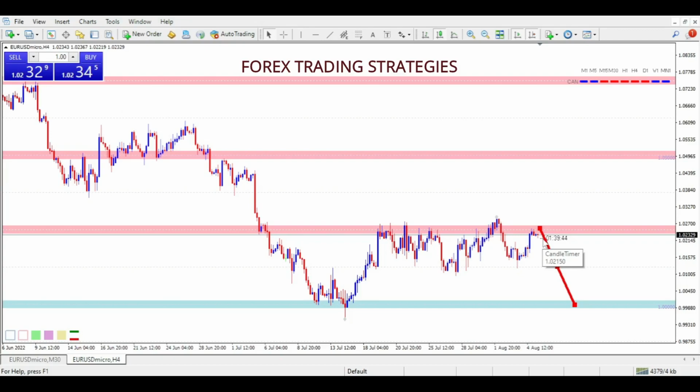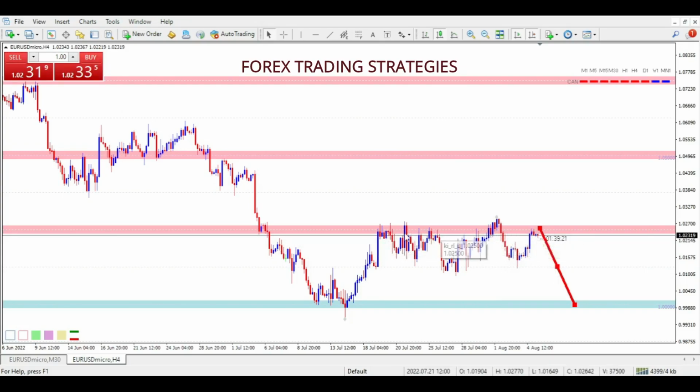lower than expected job numbers, but we are also seeing a situation where the Fed still needs to deal with rising inflation in the U.S. So, which makes it a kind of interesting situation. But if you are on Euro USD, we are actually at this technical level.